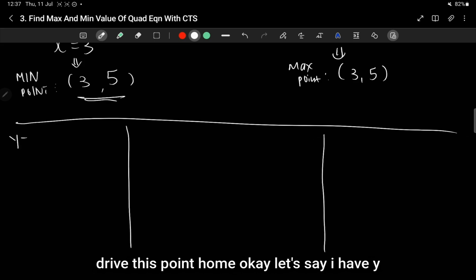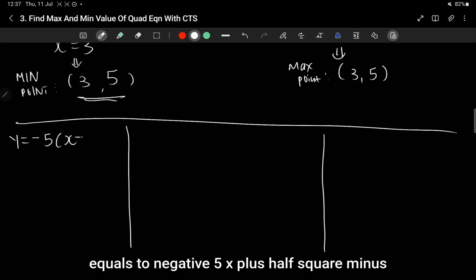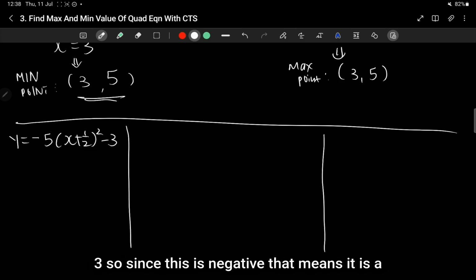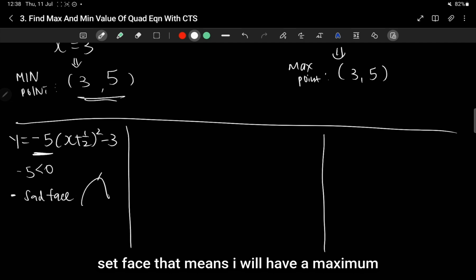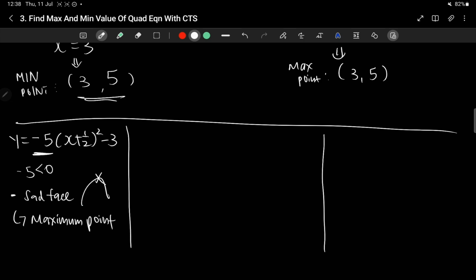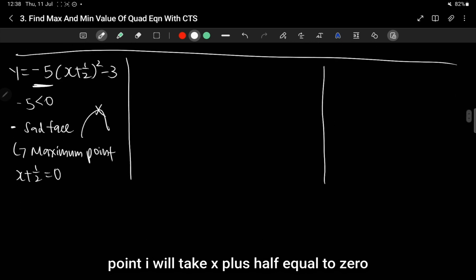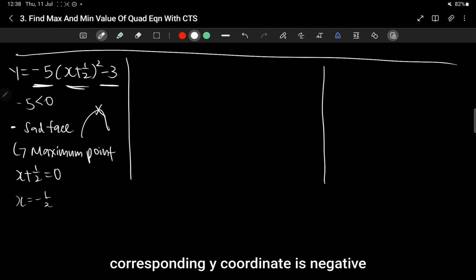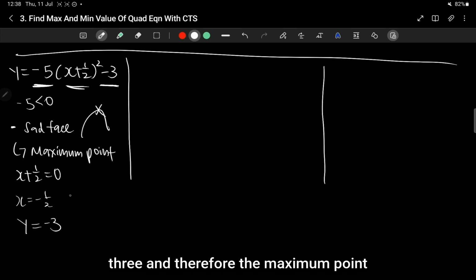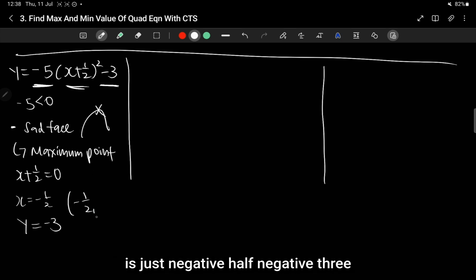Okay, let's say I have y equals negative 5(x plus half) squared minus 3. So since this is negative, that means it is a sad face. That means I will have a maximum point. And the coordinates of the maximum point, I will take x plus half equal to 0. Therefore, x is negative half. And the corresponding y coordinate is negative 3. And therefore, the maximum point is just (negative half, negative 3).